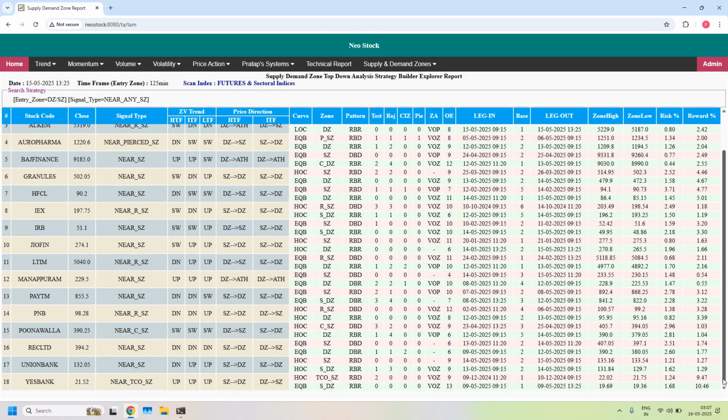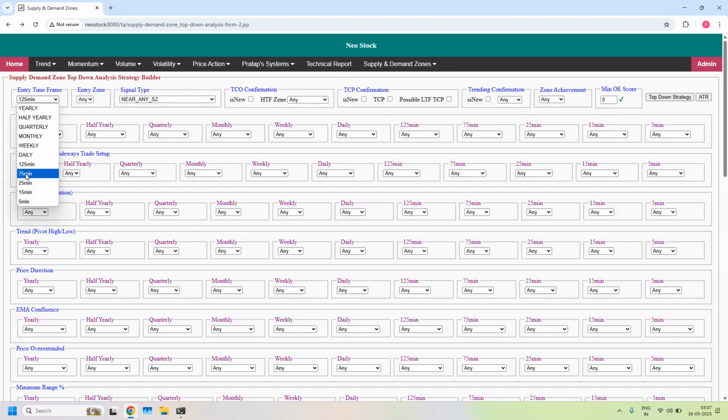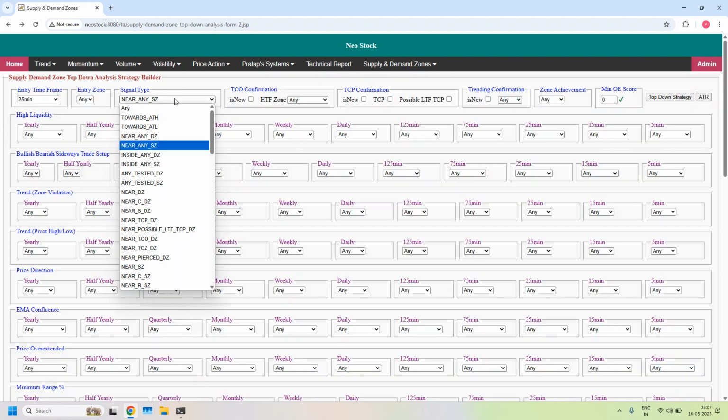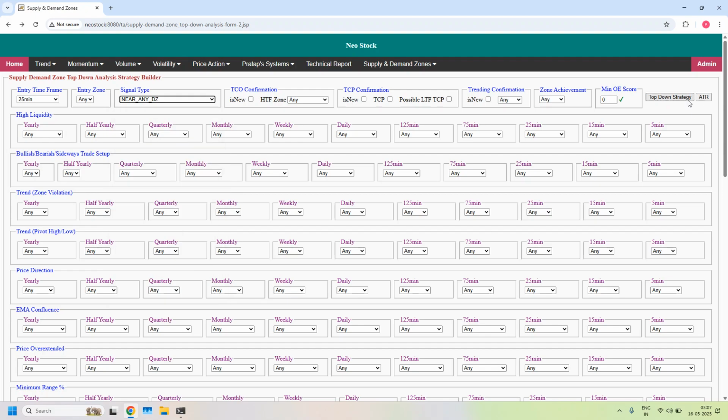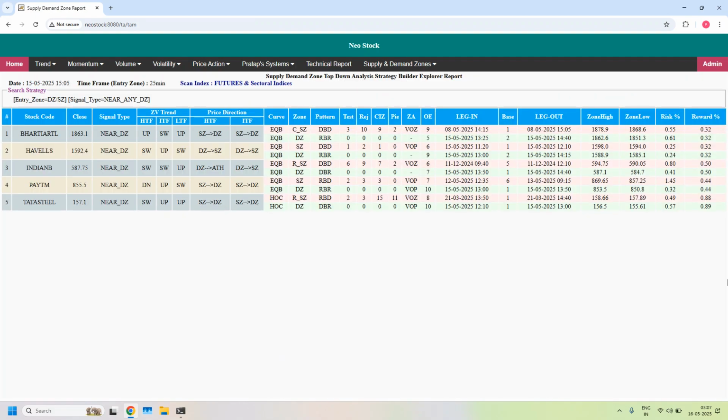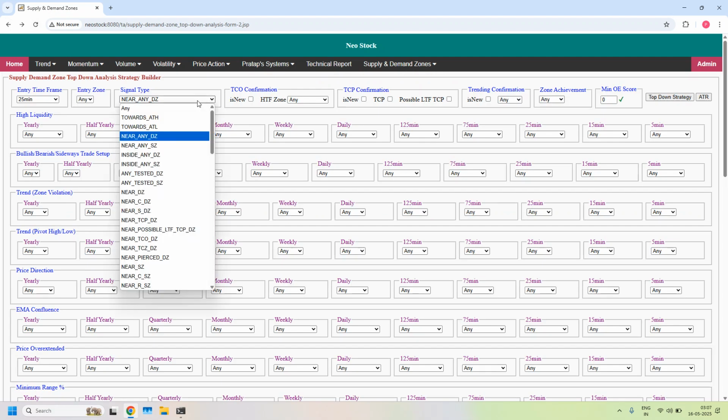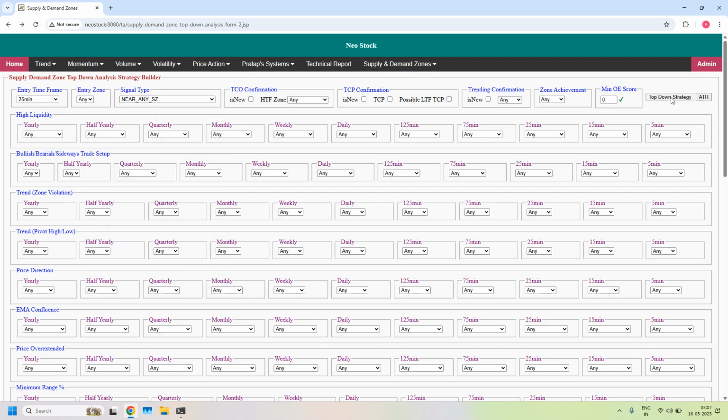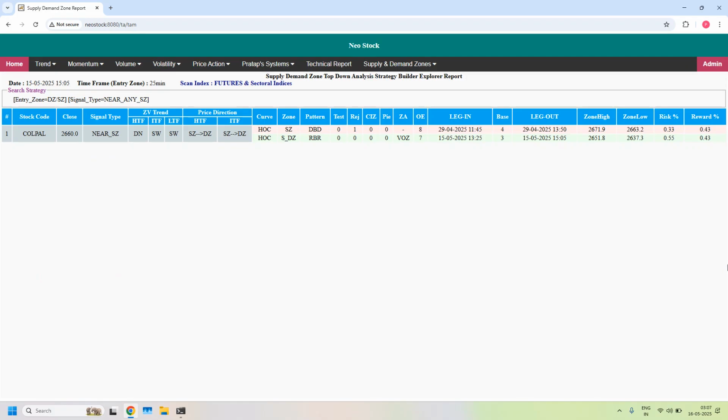Next time frame, 75, we already generated at the beginning of the video. So now next I'm moving to 25 minutes time frame. Stocks near 25 minutes demand zone. We got 5 stocks. Next, stocks near the 25 minute supply zone. We got 1 stock.